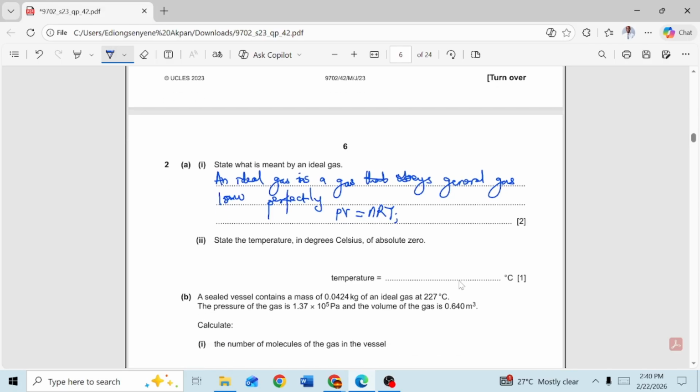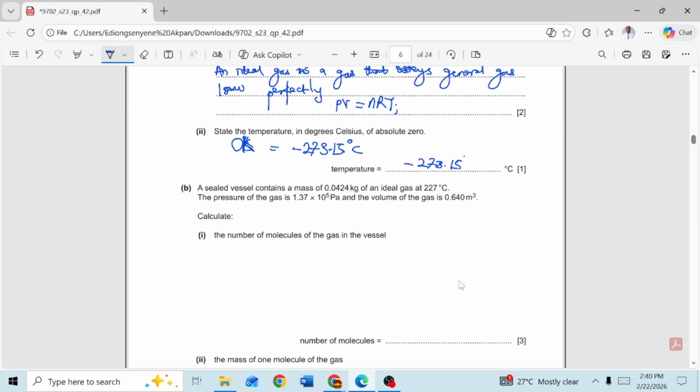State the temperature in degrees Celsius of absolute zero. Absolute zero is 0 Kelvin, and 0 Kelvin is the same thing as minus 273.15 degrees Celsius. A sealed vessel contains a mass of 0.0424 kg of an ideal gas at 227 degrees Celsius. The pressure of the gas is 1.37 times 10 raised to the power of 5 Pascal, and the volume of the gas is 0.640 meter cube. Calculate the number of molecules of the gas in the vessel.